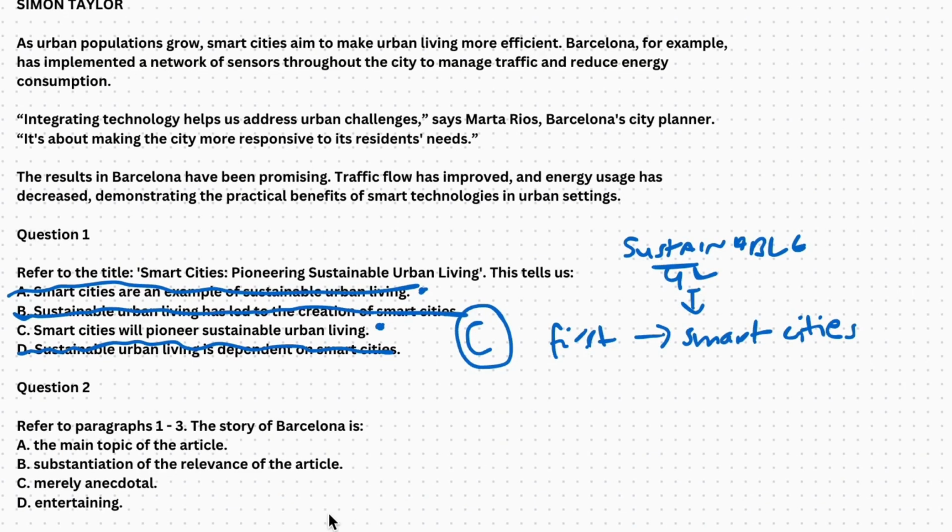Refer to paragraphs 1 to 3. A, the story of Barcelona is the main topic of the article, B, the substantiation of the relevance of the article, C, merely anecdotal, or D, entertaining. If we look down here, paragraphs 1 to 3, it would be these. As urban populations grow, smart cities aim to make living more efficient. Barcelona, for example, has implemented a network of sensors throughout the city to manage traffic and reduce energy consumption. Then we have the Barcelona city manager talking about addressing urban challenges. The results in Barcelona have been promising. Traffic flow is improved and energy usage has decreased, demonstrating the practical benefits of smart technologies in urban settings.